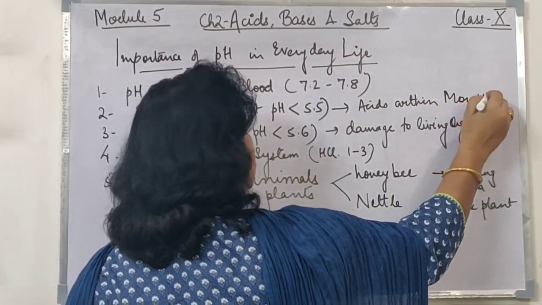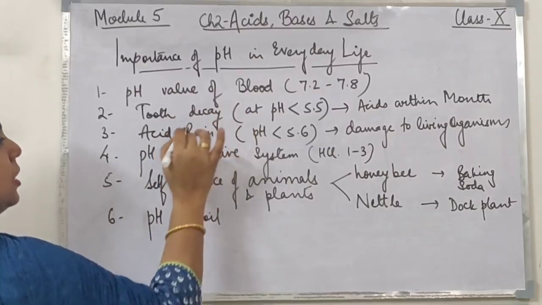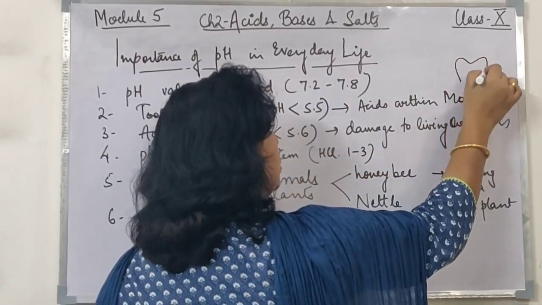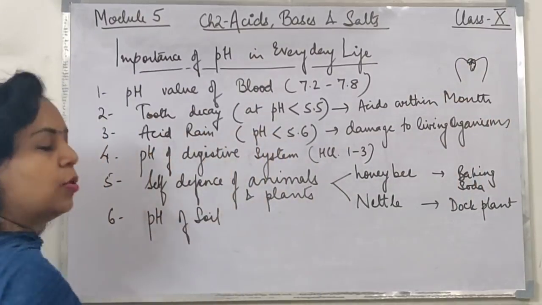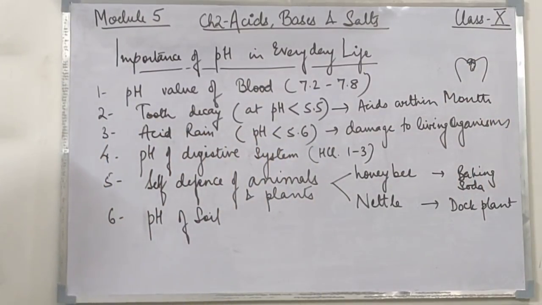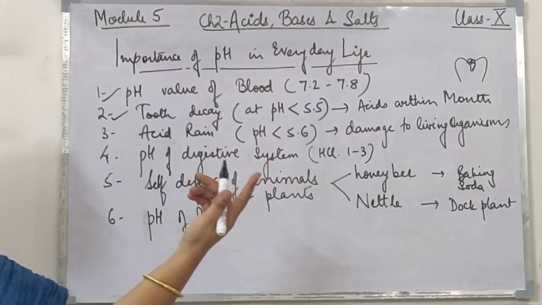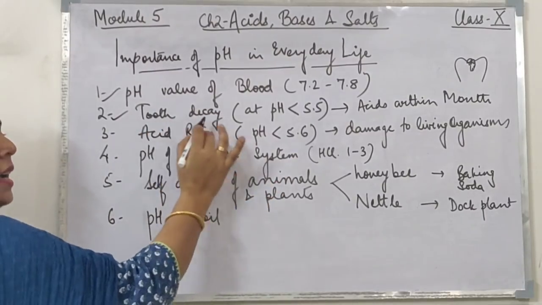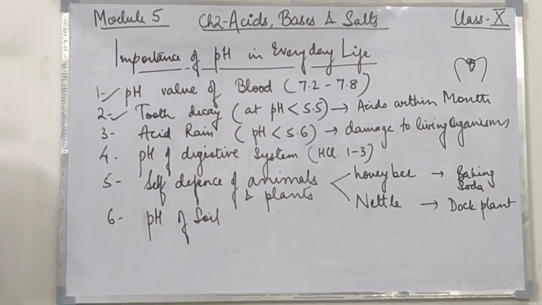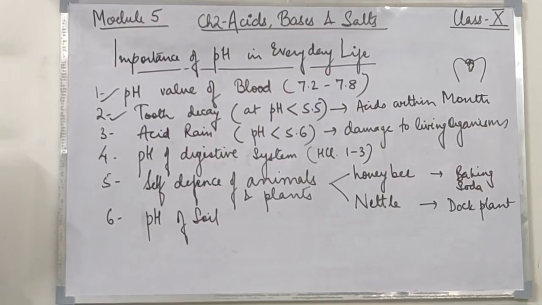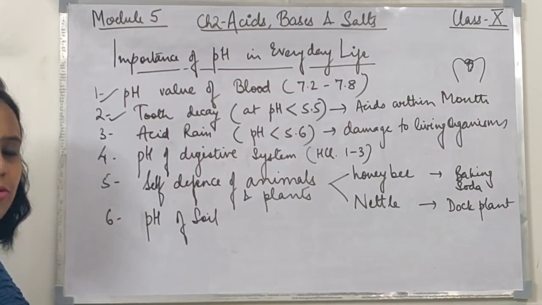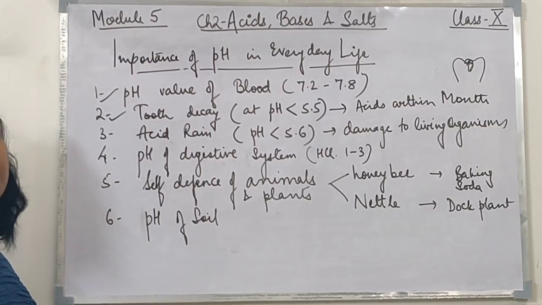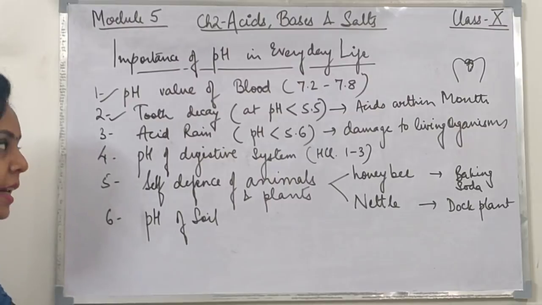What do these acids do? They destroy the tooth enamel. Suppose this is the tooth. The acids are going to cause cavity and destroy this tooth enamel. So what is the solution to this? The idea is to maintain dental hygiene, and one should brush the teeth twice daily with a fluoride toothpaste. You have studied that toothpaste is basic in nature.